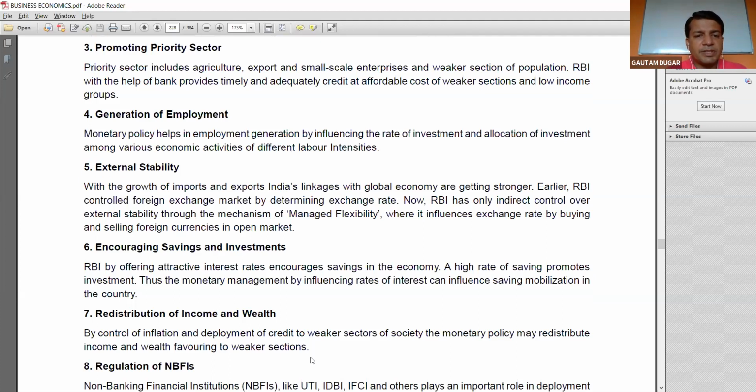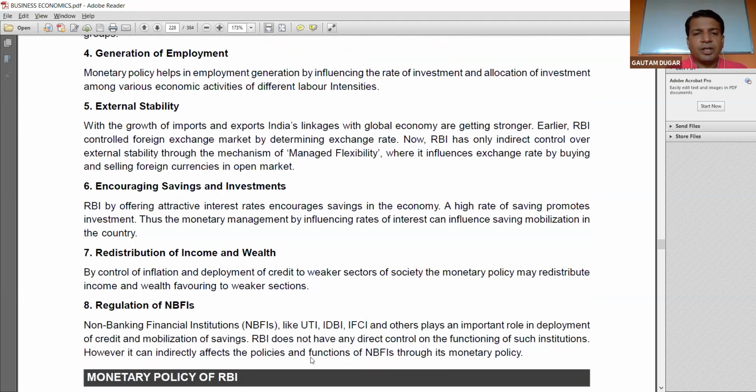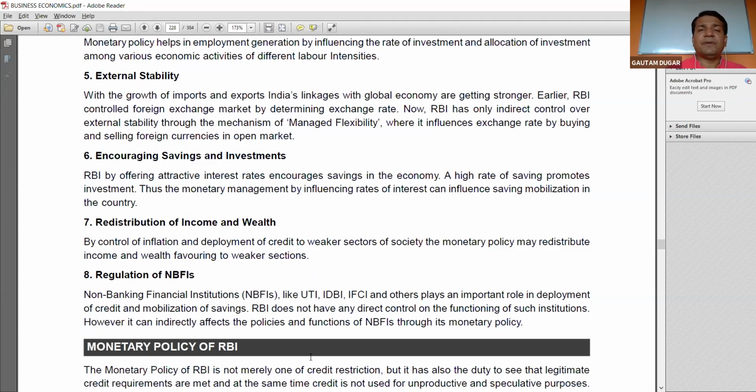Encouraging savings and investments, redistribution of income and wealth, regulation of NBFIs or NBFCs. Again, you should know the full form: non-banking financial institutions or non-banking financial companies. NBFI is non-banking financial institution. NBFC is non-banking financial company.